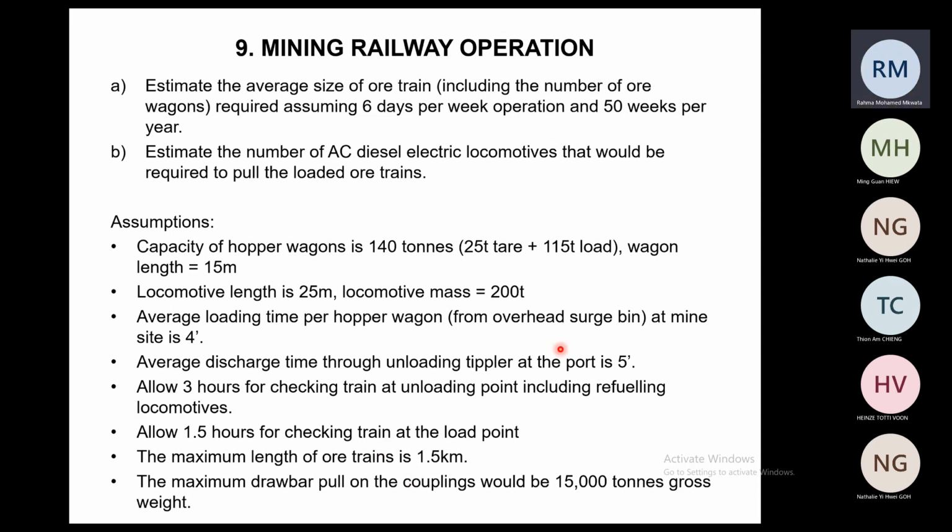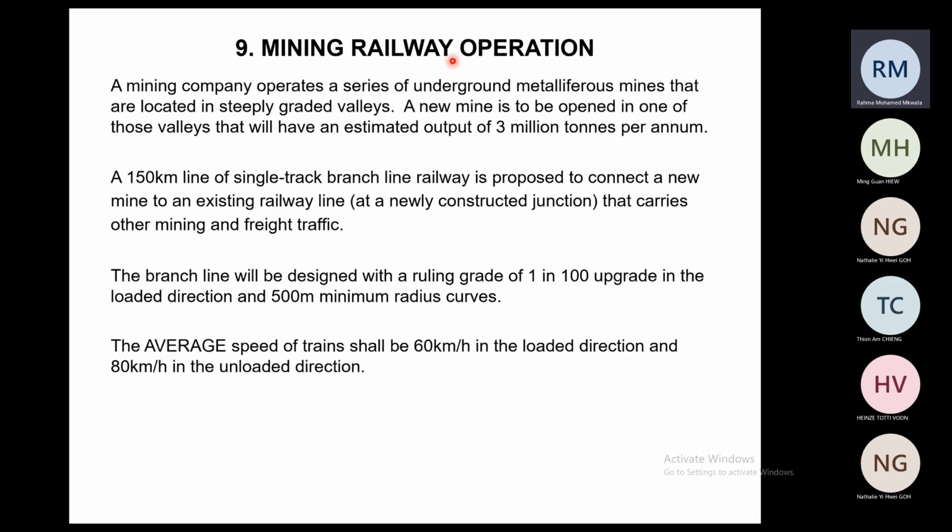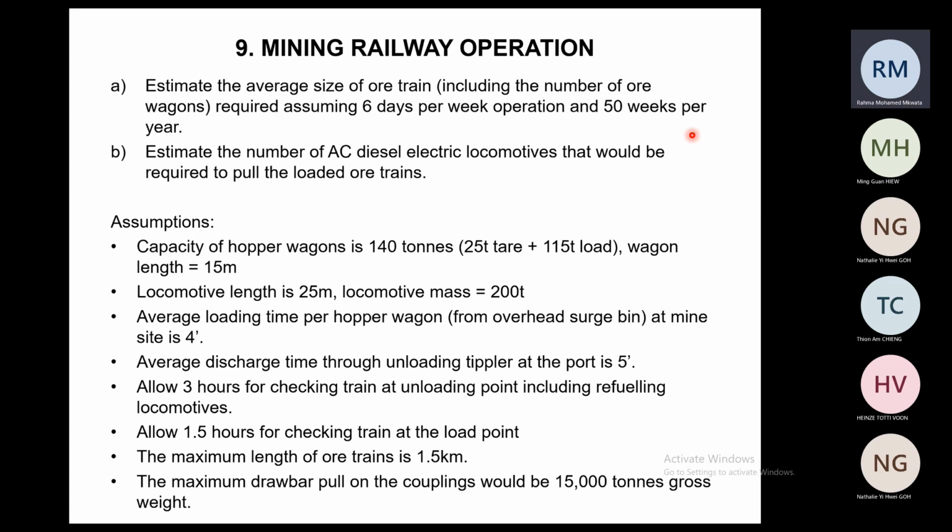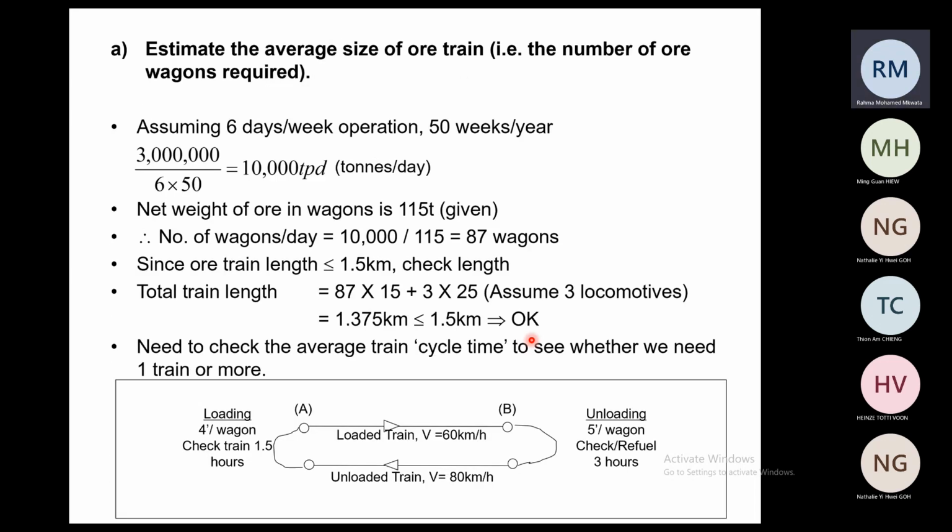So all these characteristics of your trains have been given. Based on this, you have to estimate the number of wagons and the number of locomotives required. You have to calculate the number of wagons required to move the material. The output, remember, is 3 million tons of materials per year. And B, you have to calculate how many locomotives are required to move those wagons. Hope you get the gist of the question.